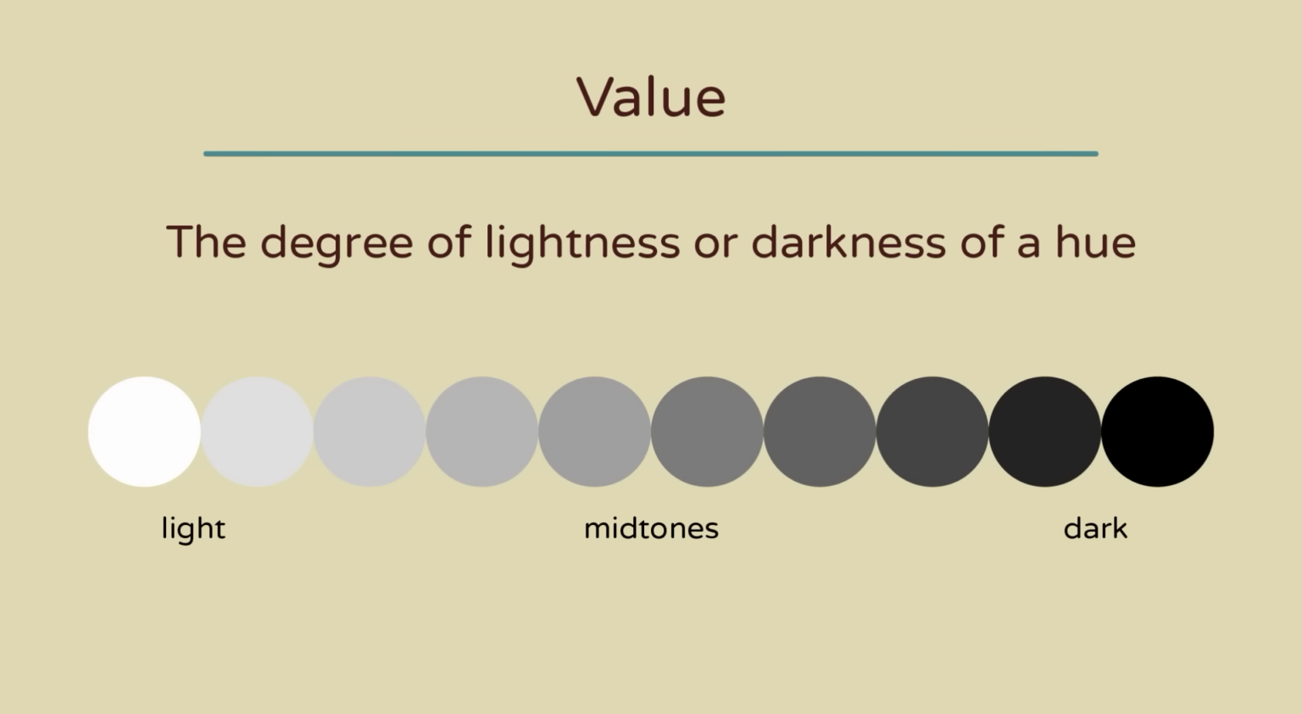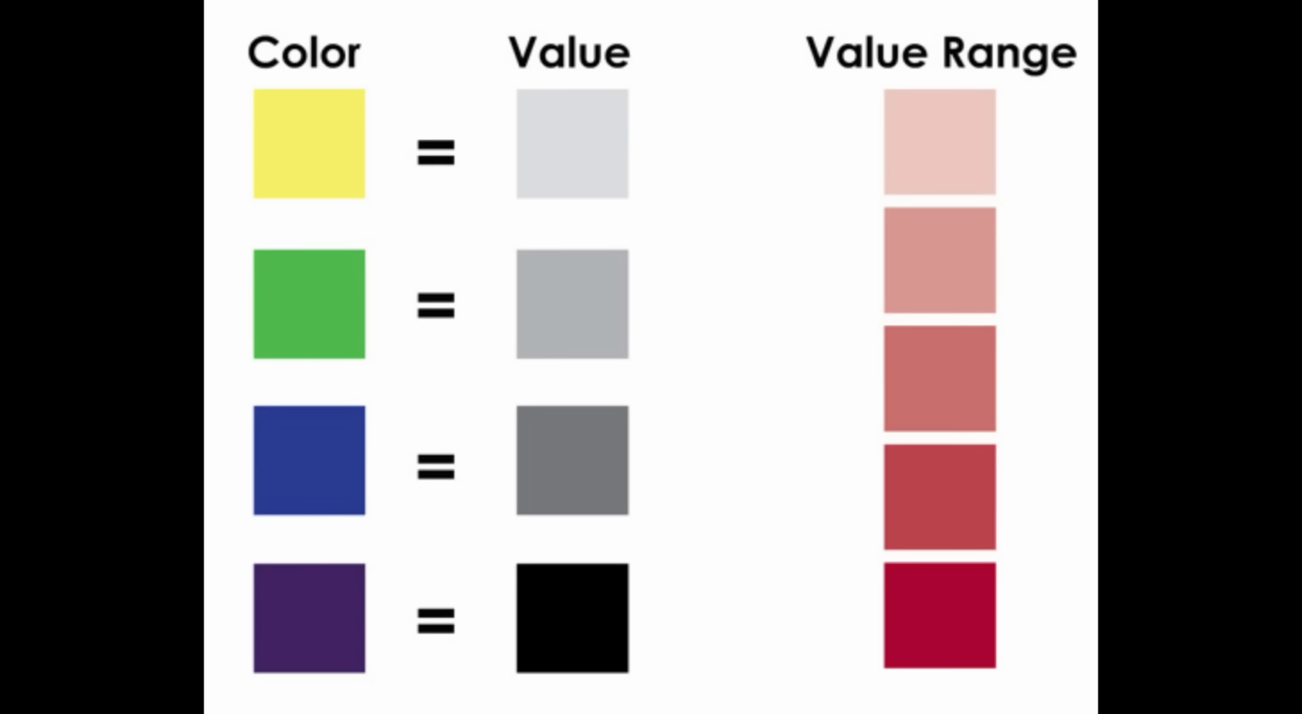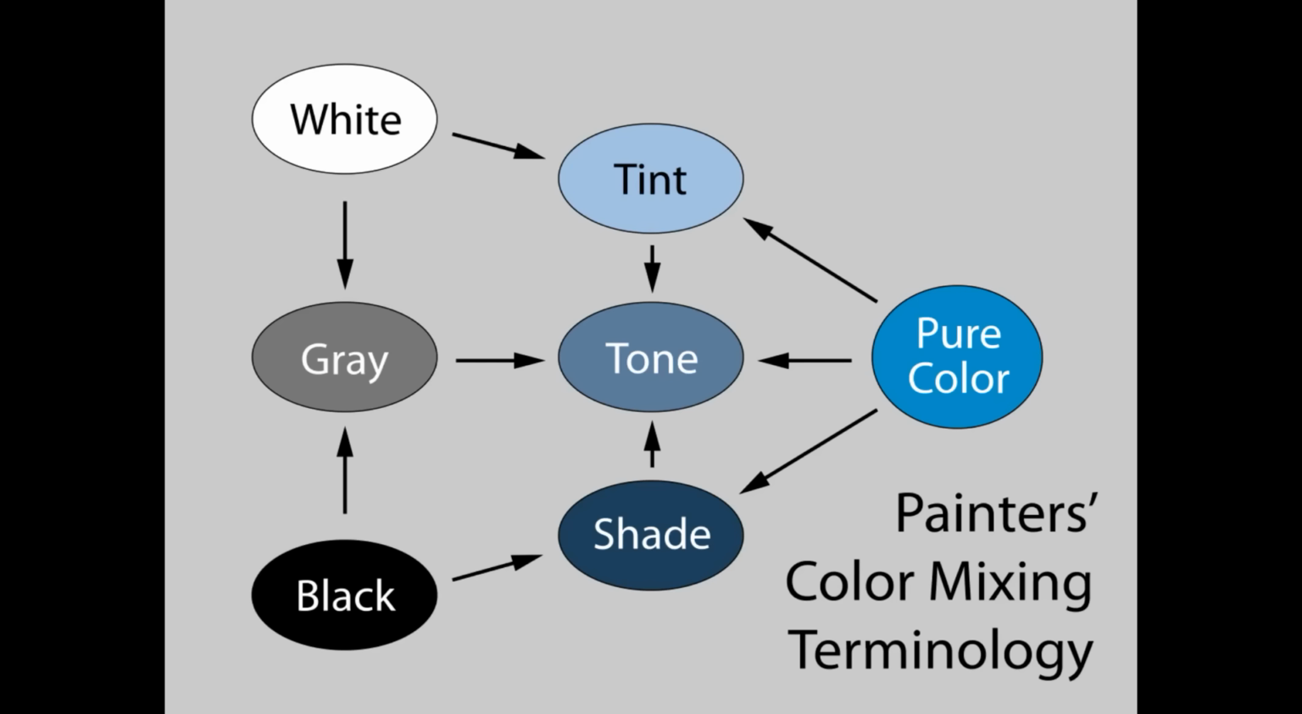Value is a color's lightness or darkness. Mixing white or black with a hue can change a color's value in drastic and subtle ways. In color value, a tint is when a color is mixed with white. A tone is when a color is mixed with gray, and a shade refers to when a color is mixed with black.